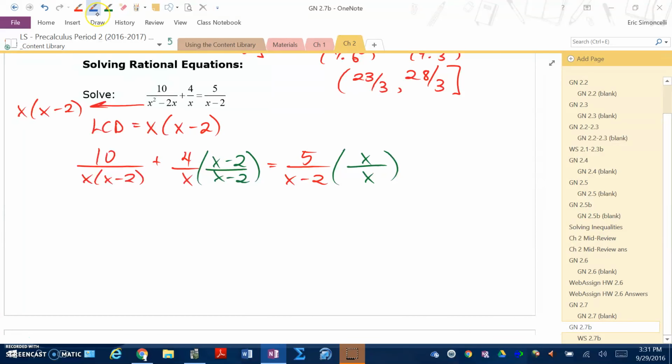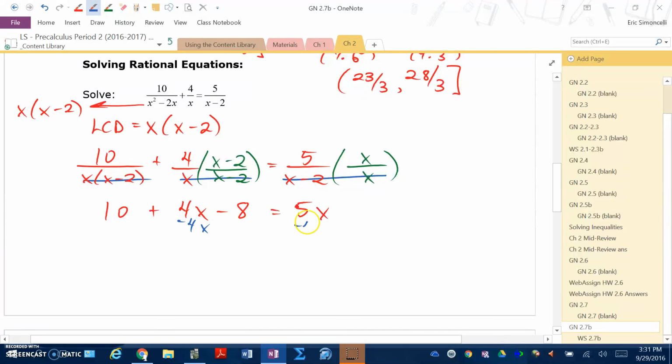Now something really, really neat is going to happen here. If I were to multiply both sides by the LCD, it's going to actually cancel quite nicely. So what we're left then with is 10 plus 4x minus 8 equals 5x. In solving this, it's pretty straightforward. I can subtract 4x from both sides. And I can simply add my like terms, which is 10 minus 8, which is 2. And therefore, I get x equals 2.